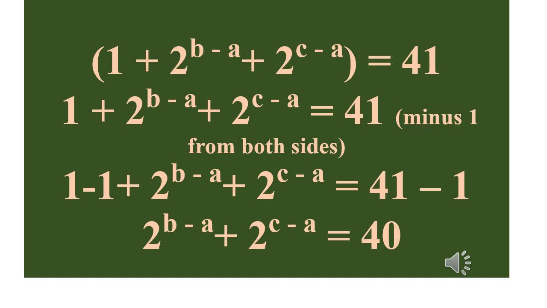So the next thing we have here is, since we are equating 1 plus 2^(b-a) plus 2^(c-a) equals 41, what we do here is to minus 1 from both sides to eliminate that 1 from the left side. So if we minus 1 from both sides, we have 2^(b-a) plus 2^(c-a) equals 40.